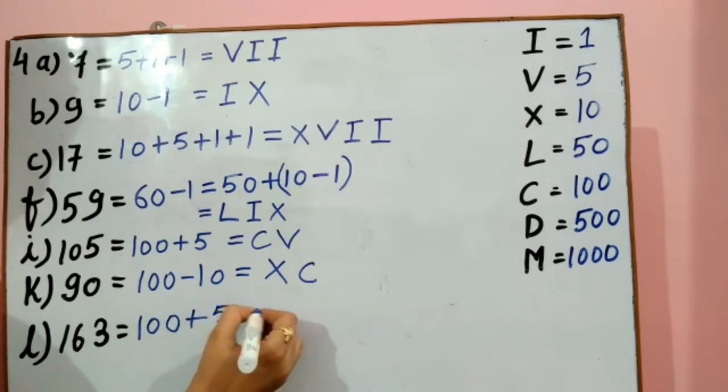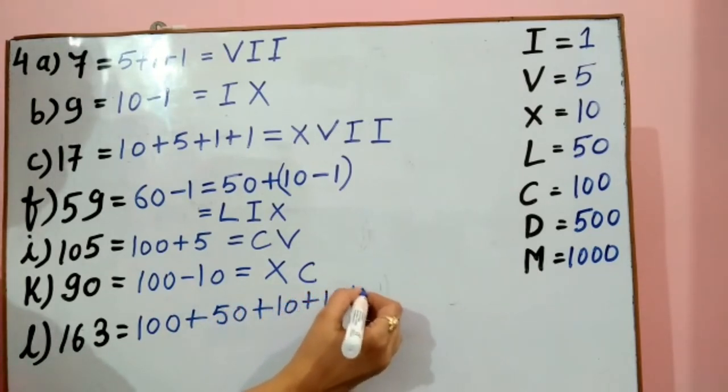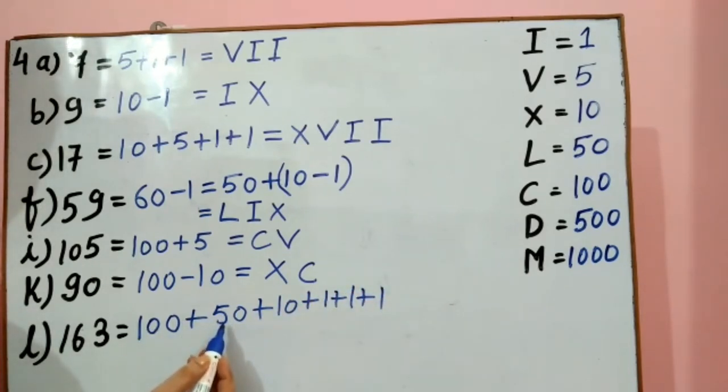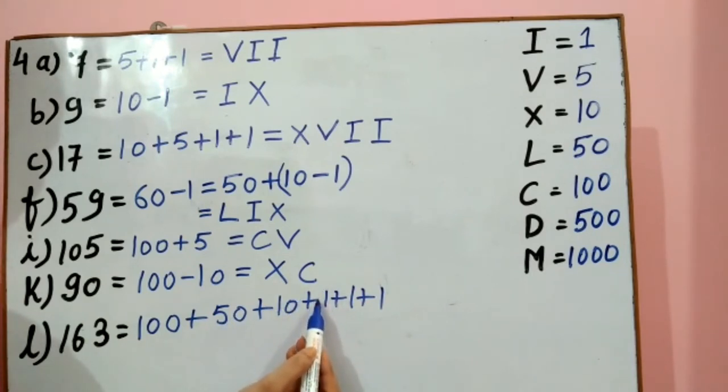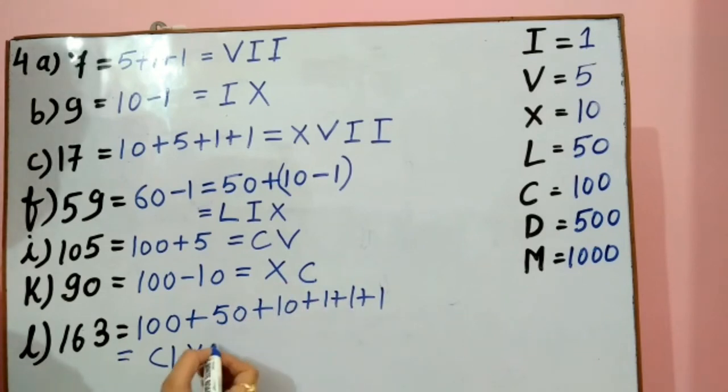100 plus 50 plus 10 plus 1 plus 1 plus 1. 100 plus 50 is 150, 150 plus 10 is 160, 161, 162, 163. 100 is the value of C. 50 is the value of L. 10 is the value of X. 1 is the value of I, and 1 is 3 times. That's why we will write I 3 times.